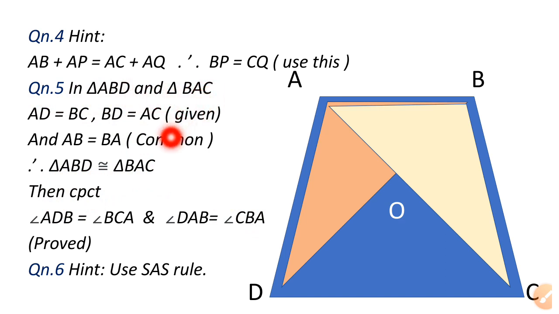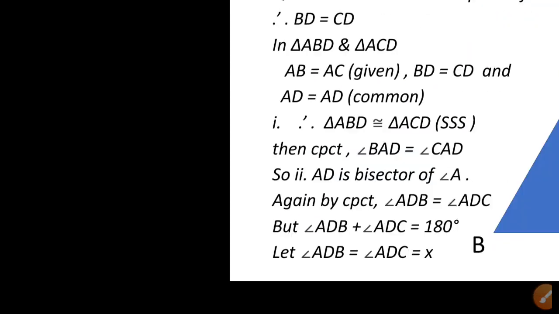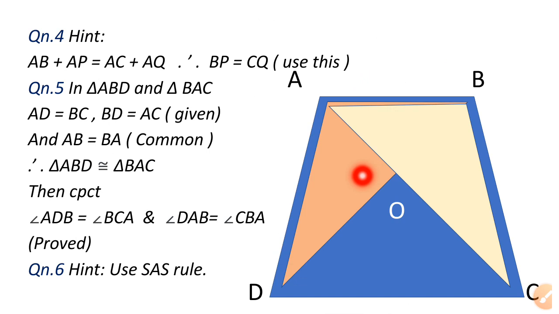Remember that whenever we have to prove angles equal like this, we start with those two triangles and prove them congruent. Then we are able to prove those angles equal. So that's why I have started with the line: in triangle ABD and triangle BAC. This one is the triangle ABD, this orange colored triangle, and this one is BAC.